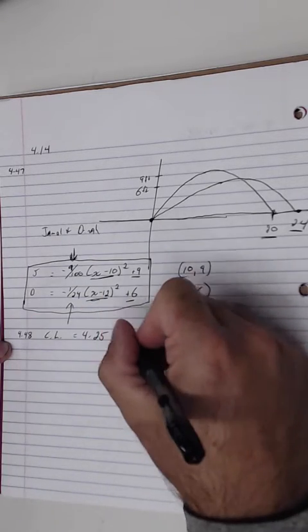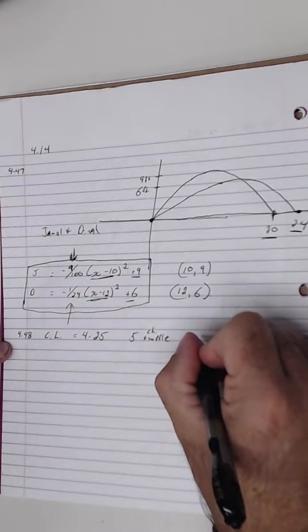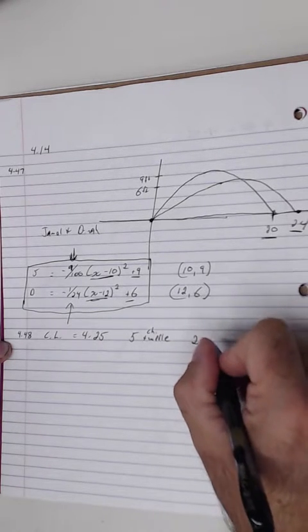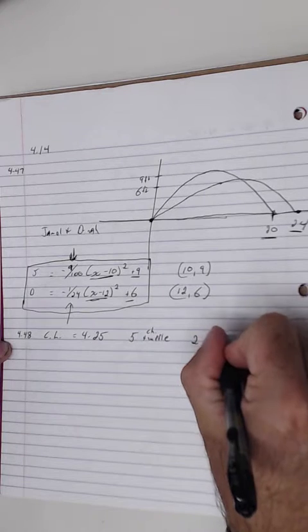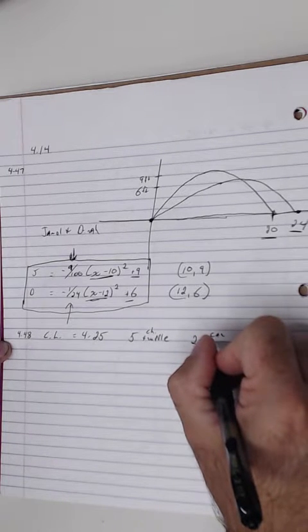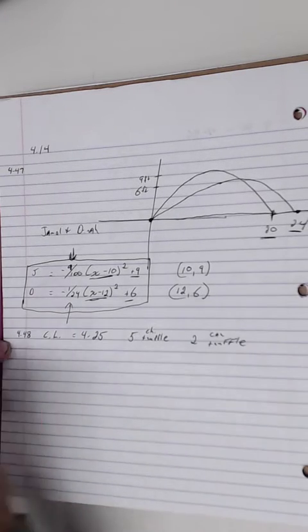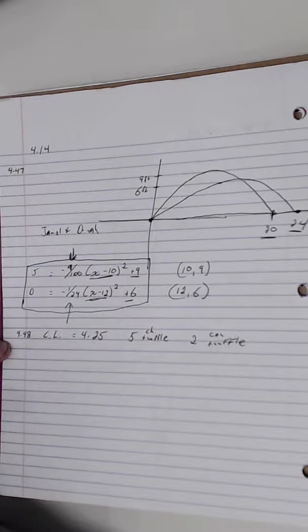So we need to put chocolate and 2 caramel, however you want to say it, truffle. Okay.